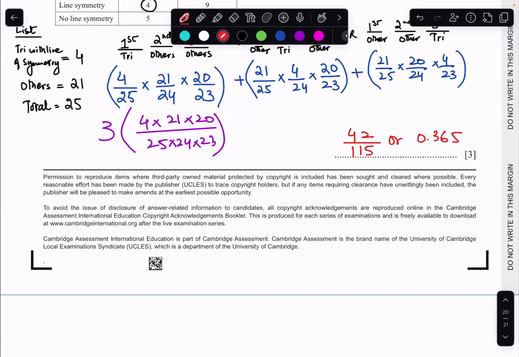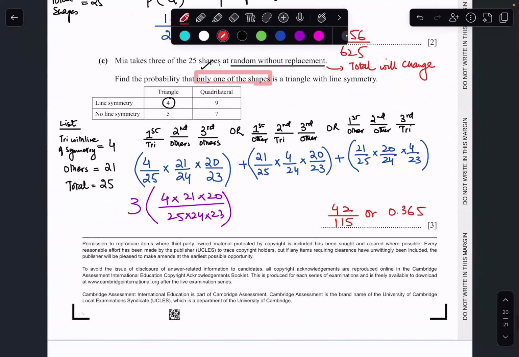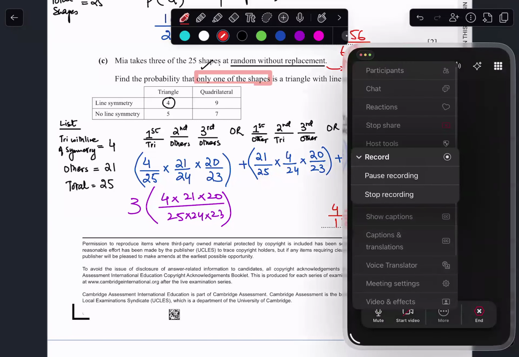Is it so? Yes or no? Rafi, is this your answer? Yes, sir. Good. So that was it. Okay.